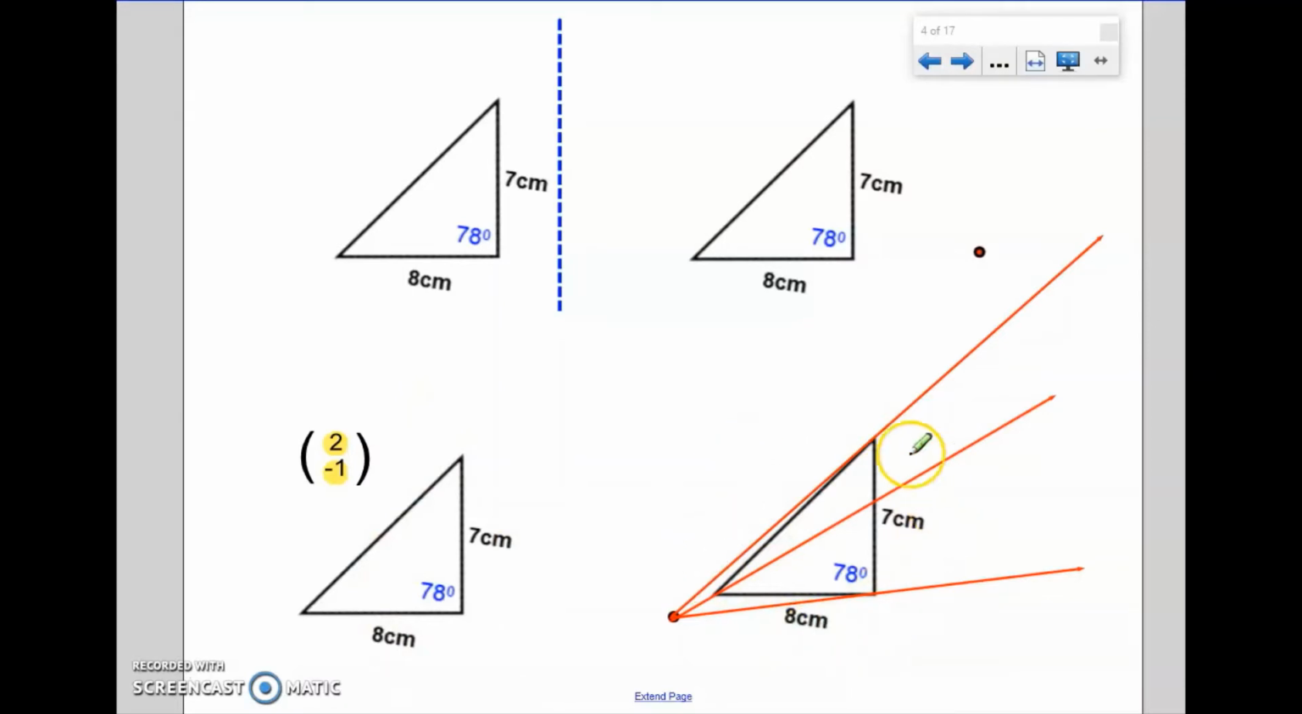If I look at an enlargement, if I took the shape that I've been dealing with and enlarged it by a scale factor 2 from this center of enlargement, I would end up with a shape up here, a much larger shape. So yes, the 78 degrees would remain as 78 degrees, but this length of 7 would have changed. It would have become 14. And this length of 8 would have changed. It would have become 16.